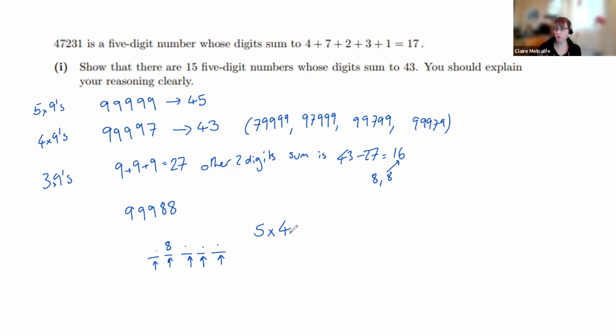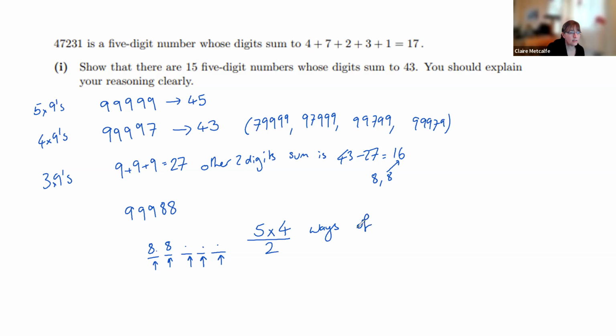Now, those of you who are quick on the ball will spot that that gives me 20. And I want to show that there are 15 5-digit numbers. So 20 looks a bit dodgy. However, using this method, we've actually double counted, putting an 8 in this point, and then an 8 in that place, or putting an 8 here, and then an 8 here. So we need to divide this by 2.